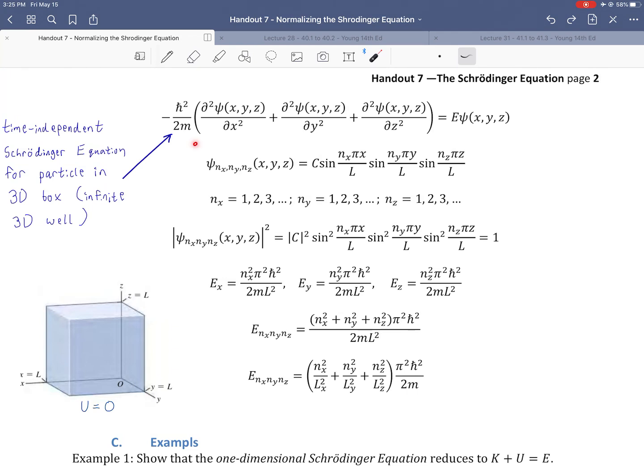Now, the form is the same, right? Because this is the second derivative of the wave function with respect to x, y, and z. This is the same leading coefficient, h bar squared over 2m, and it's still just equal to the total energy times the wave function. The difference is now the wave function is a function of x, y, and z. Okay? So it turns out that for the infinite 3D well, the 3D solution to the box Schrödinger equation is just this. It's still just a sine function, except it's 3 sine functions multiplied together, each one being a function of just a single variable. So this sine function is just a function of x, this one's just a function of y, and the last one's just a function of z. And it's the product of the 3 of them, okay?